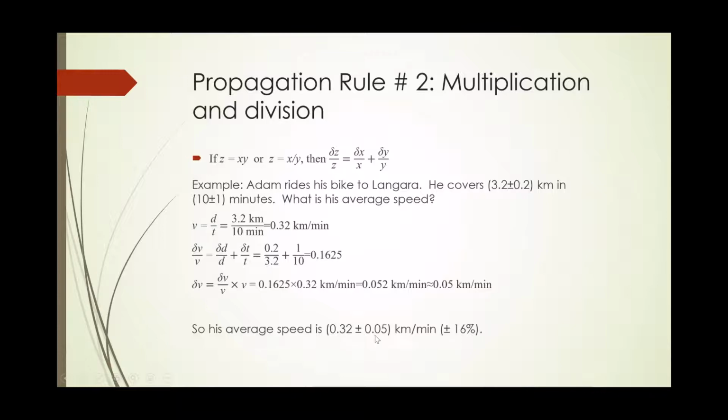So 0.05 kilometers per minute is the absolute uncertainty. It has the same unit as the value, and 16% is the relative uncertainty. So remember, you calculate the relative uncertainty first, and then finally you need absolute uncertainty.